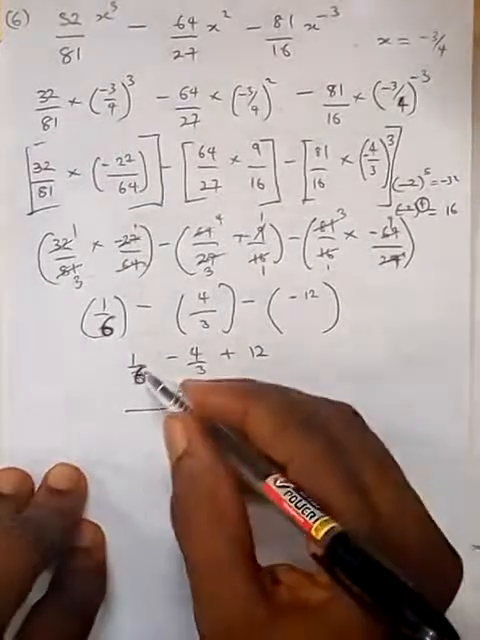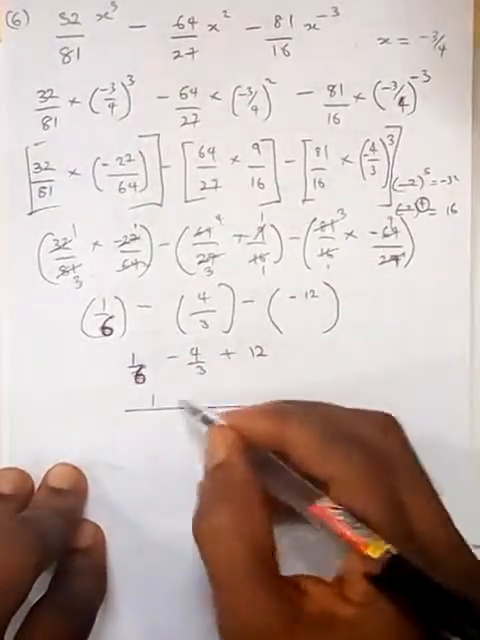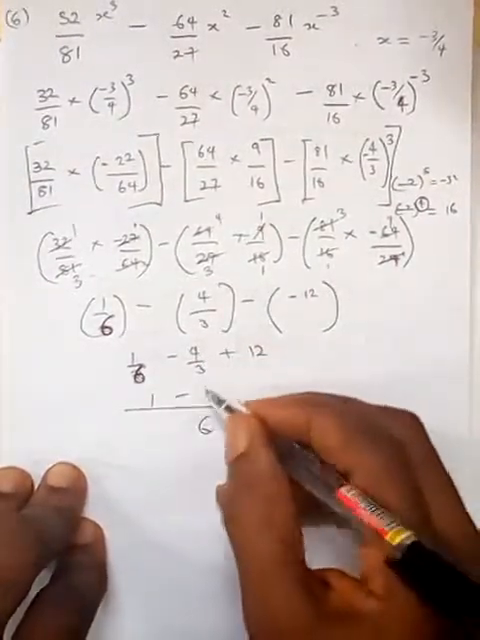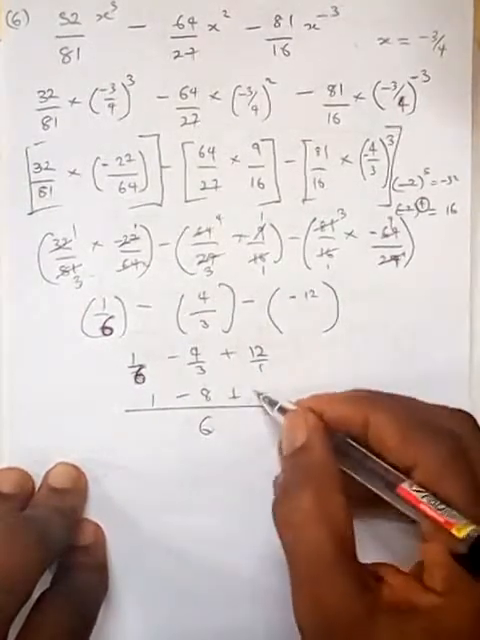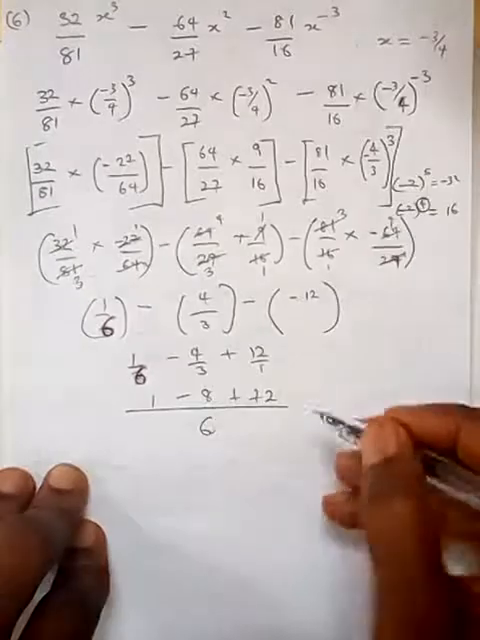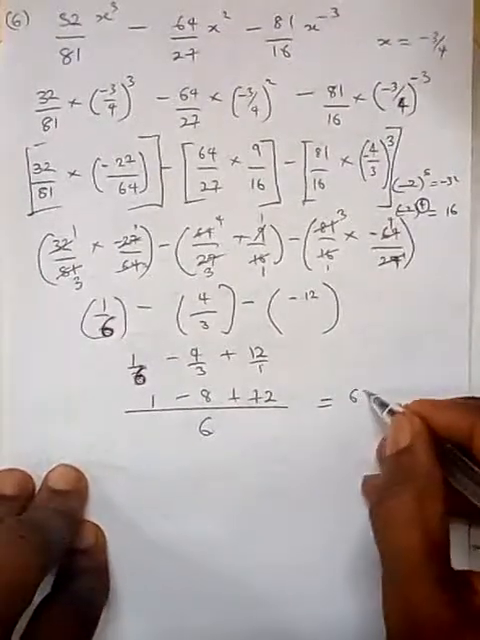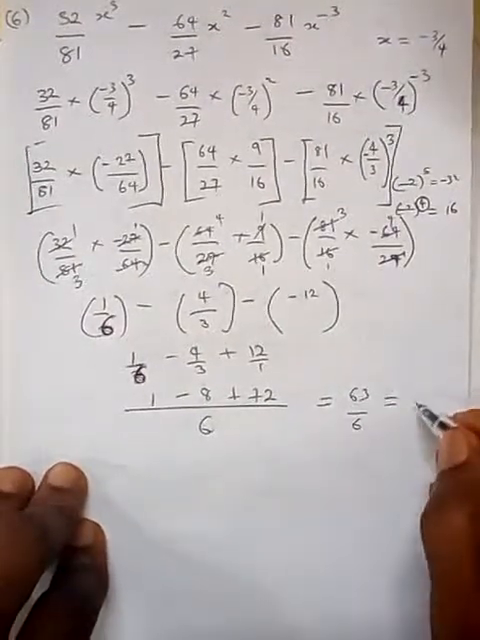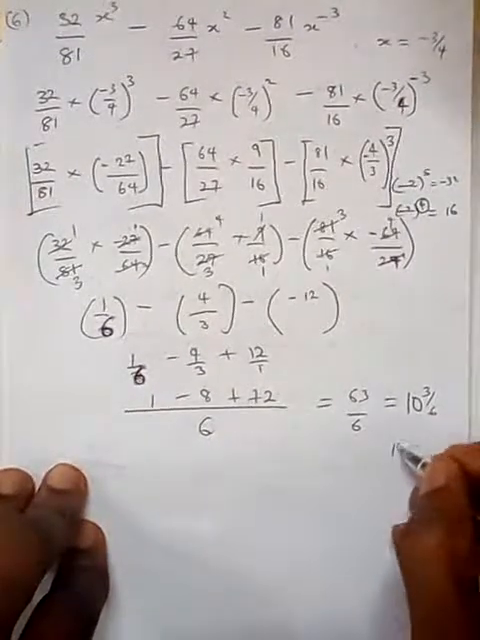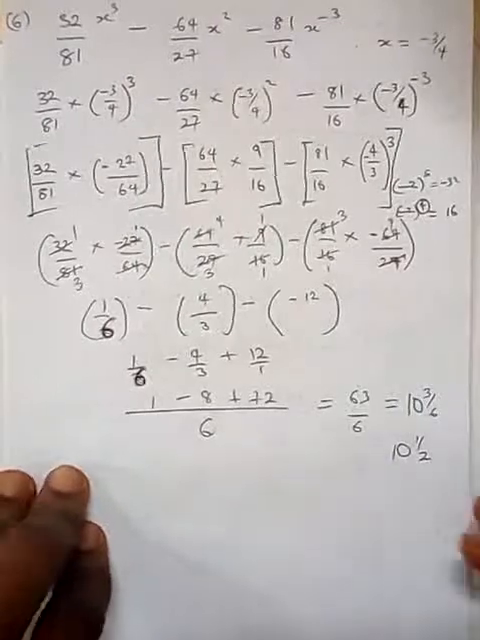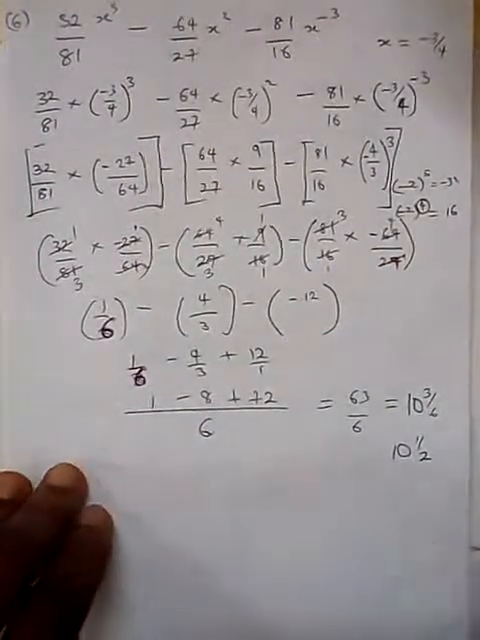So LCM here is 6. 6 into 6, 1. 1 times that 1 minus this into this 2. 2 times is 8. Plus this over 1. 1 into this is 6 times that. That's 72. And that gives us 63 over 6. And that is 10 whole number 3 over 6, and that is 10 whole number 1 over 2. So presently this is a jam question, so it means we are in place. Okay, next question.